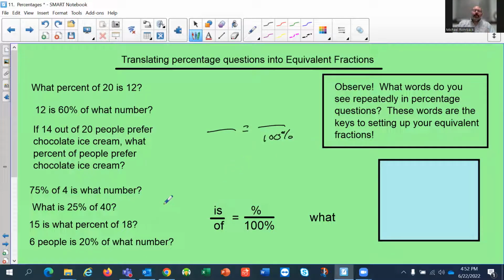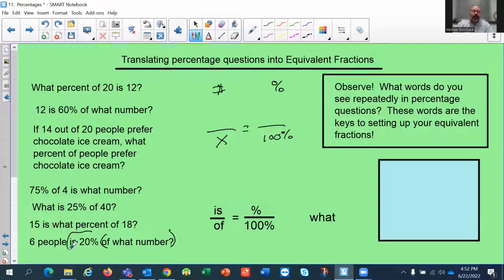Now this type of question is one where it's really important to use your keywords. Of what number? That means on the number side, not the percent side, we're looking for something. So of what number? And that is a bottom number. Of what number? Whoa, now we've got an X in the bottom. That's fine. Let's see if the rest of it makes sense.